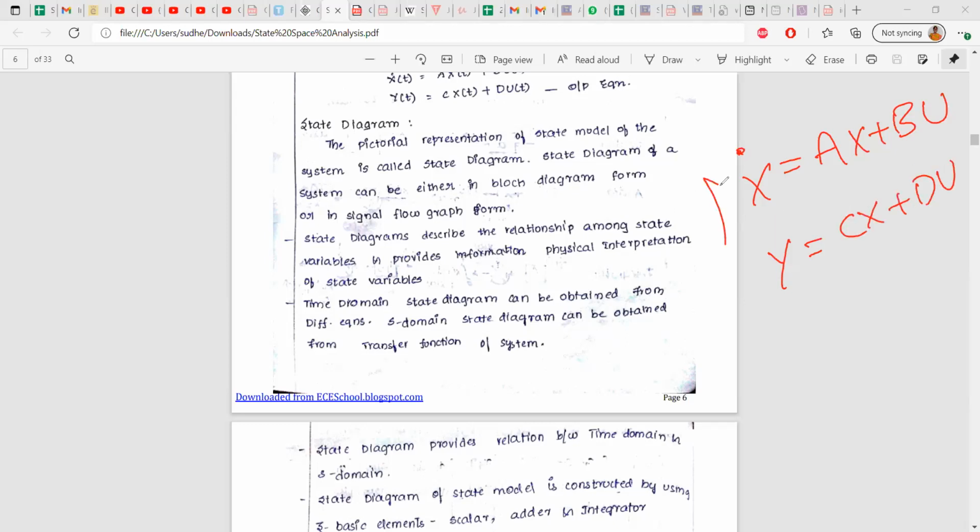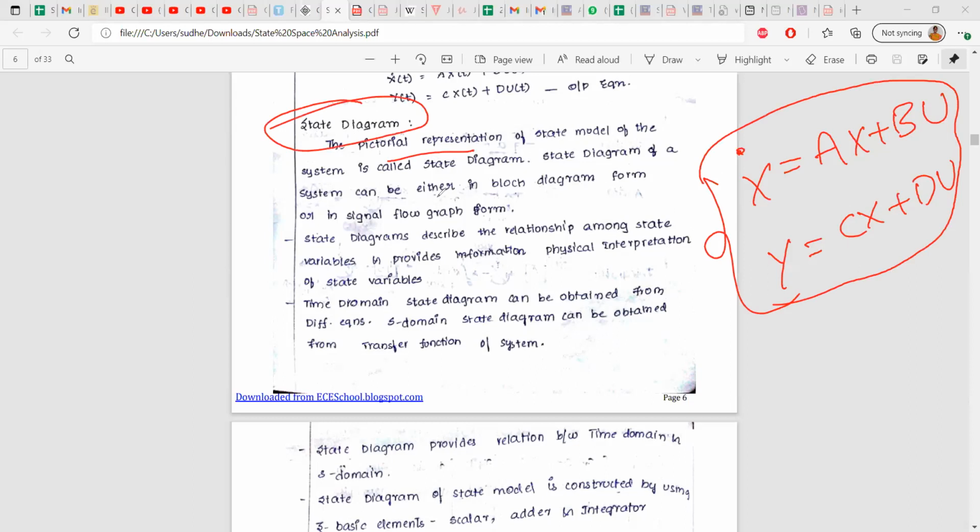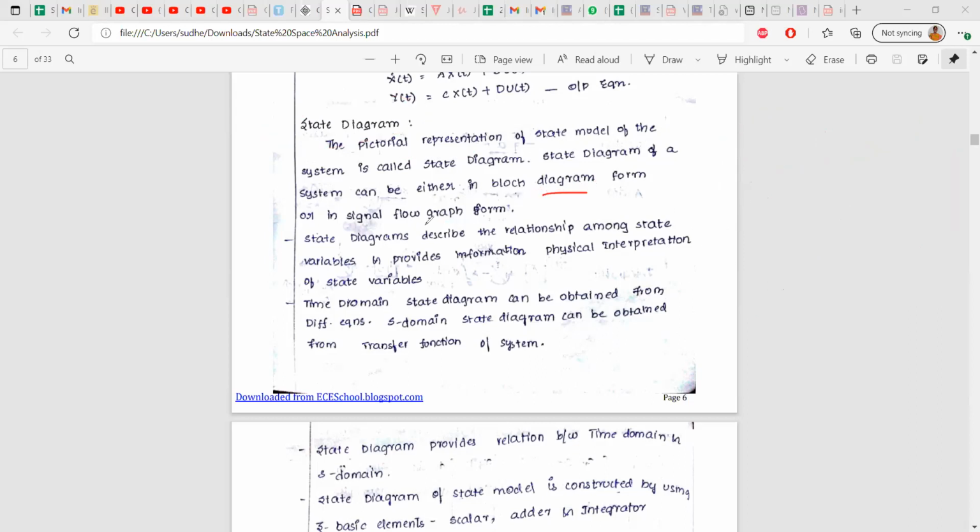This is called the state model. So we have to represent the state model with a pictorial representation, which is nothing but the state diagram. We can represent it either in block diagram form or signal flow graph form. You know both, block diagram and signal flow graph, right? So generally, the state diagram describes the relationship between the state variables. Okay.